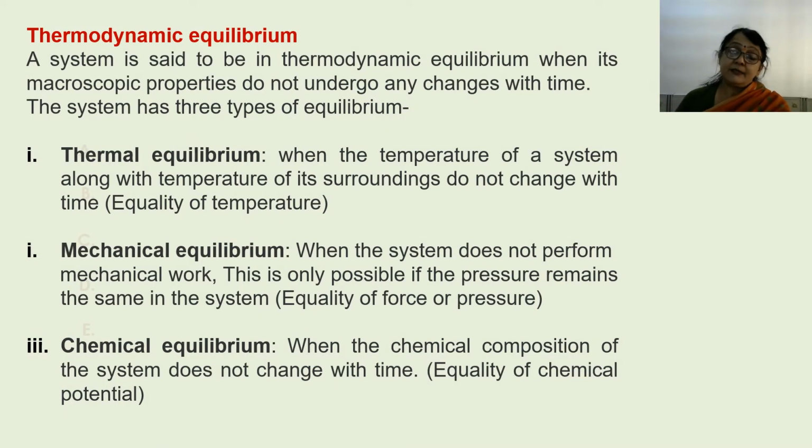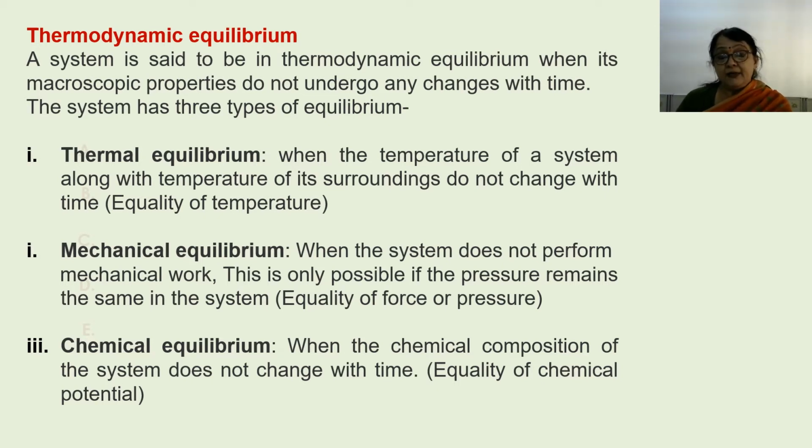Now, let us discuss the thermodynamic equilibrium. A system is said to be in thermodynamic equilibrium when its macroscopic properties do not undergo any changes with time. The system has three types of equilibrium. Thermal equilibrium, in which the temperature of a system along with the temperature of its surroundings do not change with time.